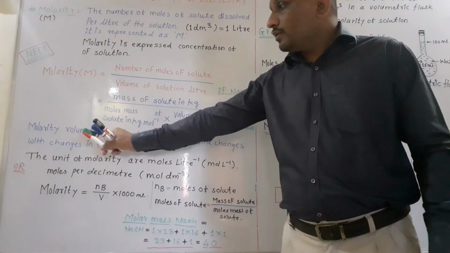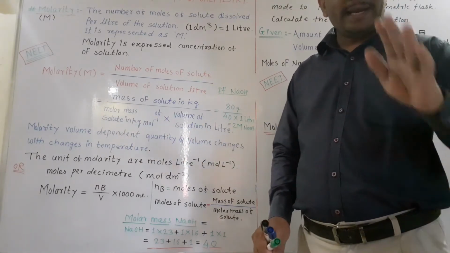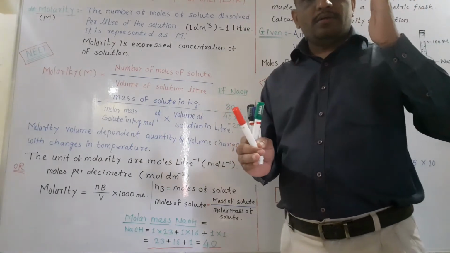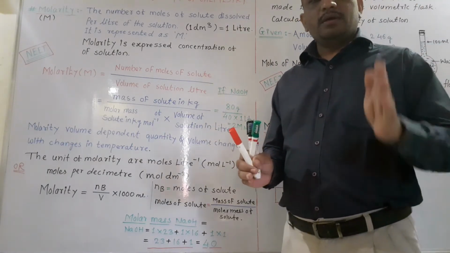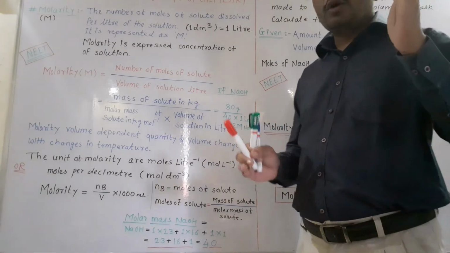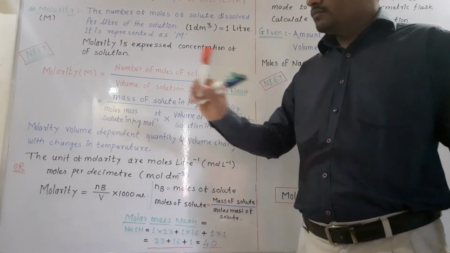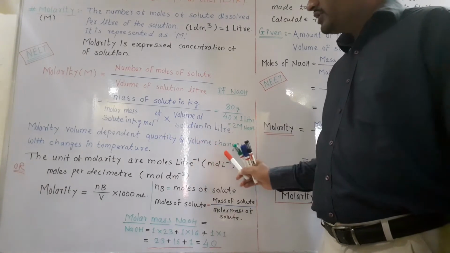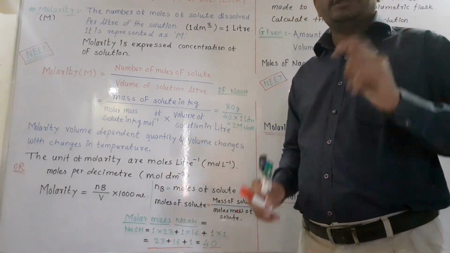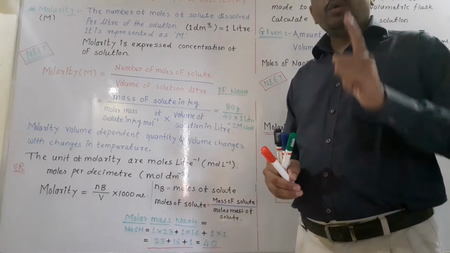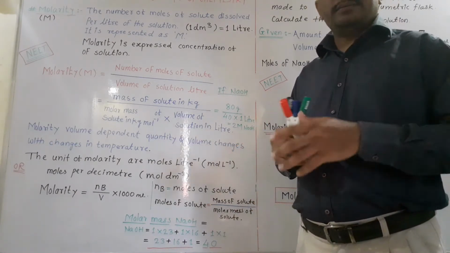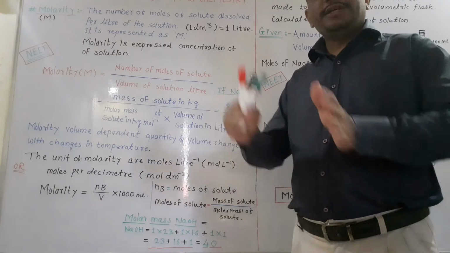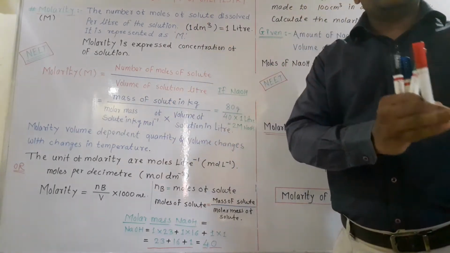Now, molarity is a volume dependent quantity. Volumes may be 100 ml, 200 ml, 500 ml, 800 ml, and molarity depends on volume. Volume changes with changes in temperature, so molarity also depends on temperature. If the temperature changes, its molarity changes.